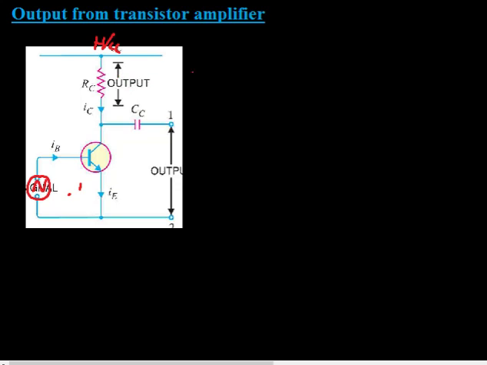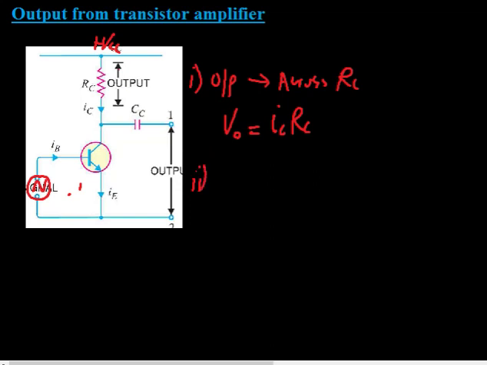Now from this one we can say that we can take output in two ways. The first way is to take output across RC. So the voltage across RC, let's call it the output voltage V0, is given by IC into RC. So just by connecting a collector resistance RC and taking the voltage across RC, as shown in this diagram, you will get the transistor amplifier output.